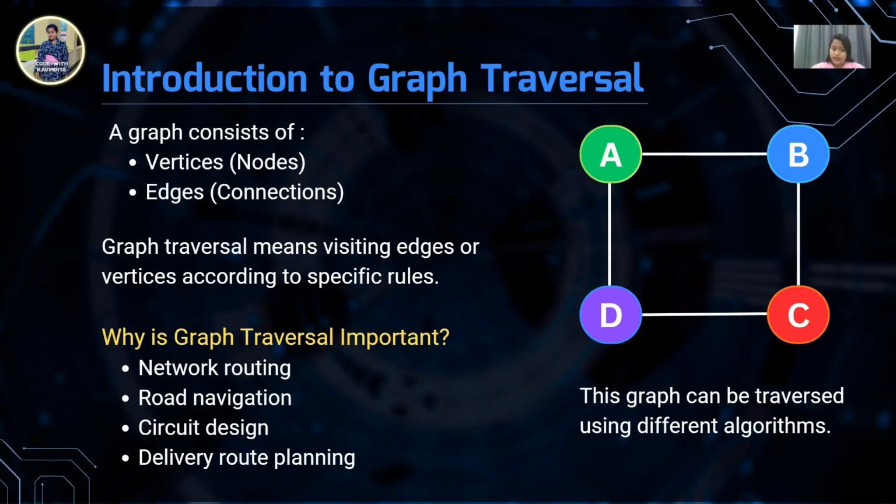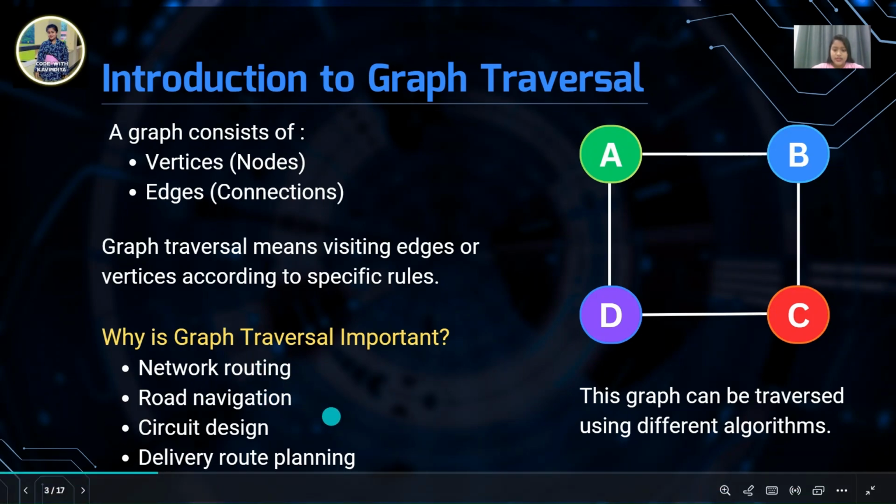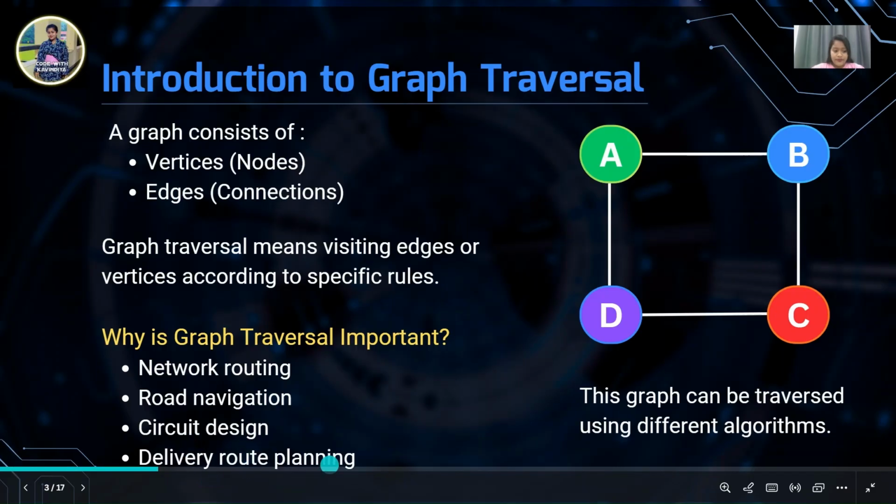Why is this important? Because many real-world systems can be represented as graphs. For example, road networks, computer networks, circuit design, and delivery route planning. Fleury's algorithm is one method used to traverse such graphs.